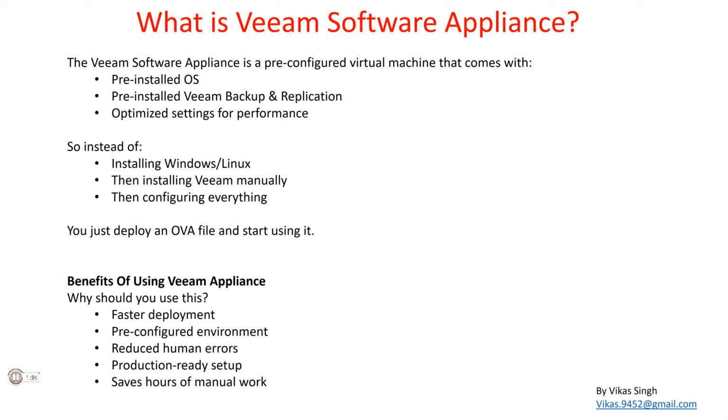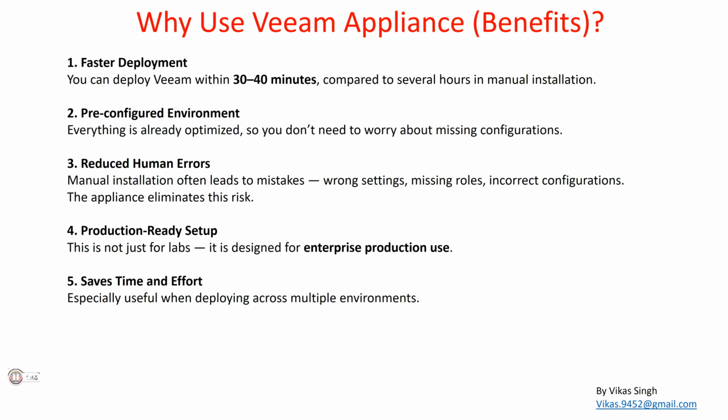And the benefits of using the Veeam software appliance: faster deployment, pre-configured environment, reduced human errors, production-ready setup, and saving hours of manual work. So this is what the Veeam software appliance is, and these are the benefits in detail. The main benefit is faster deployment: you can deploy Veeam within 30 to 40 minutes compared to several hours in a manual installation.